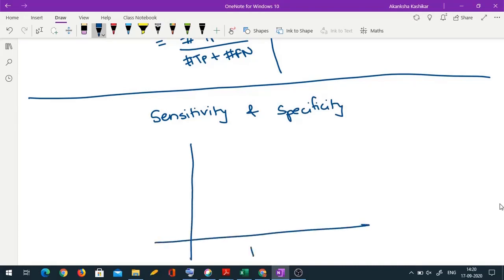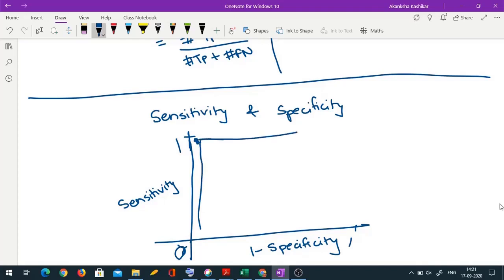So people draw different types of curves. Let me draw one curve. You have 1 minus specificity on the x-axis and sensitivity on the y-axis. Of course you need sensitivity and specificity both to be high, so 1 minus specificity should be low. So ideally your classifier should be somewhere here. Suppose this is 1, this is 0 and this is 1. Ideally your point should be somewhere near here, meaning sensitivity as well as specificity both are 1. So it should be such a type of graph.